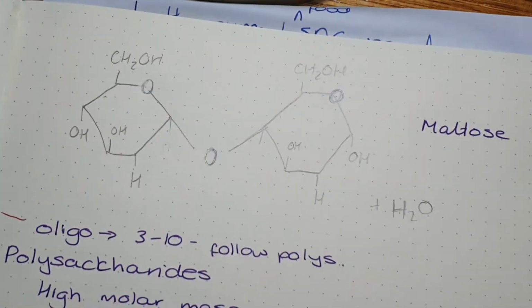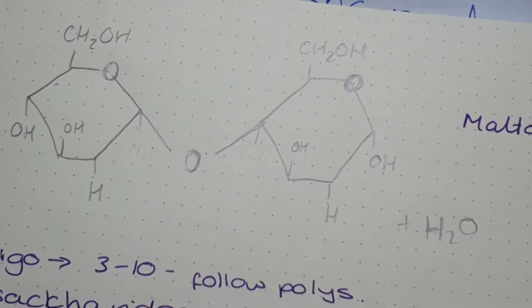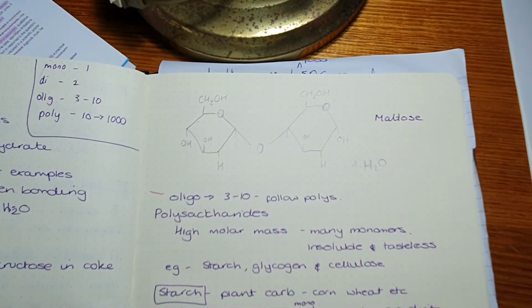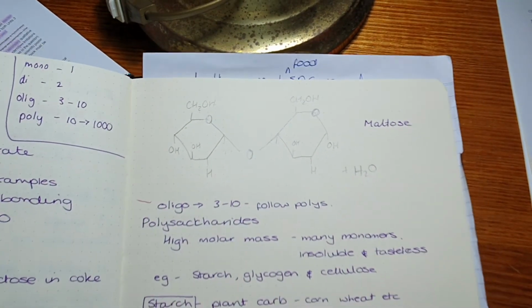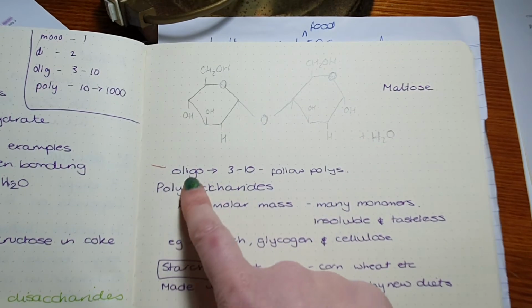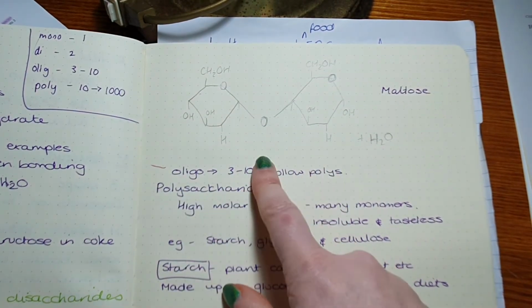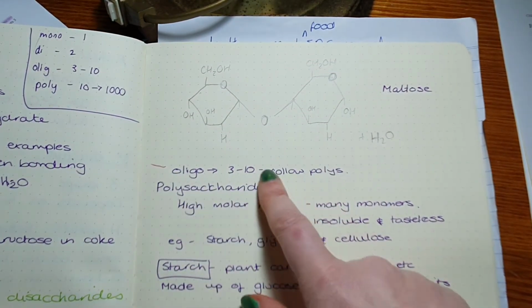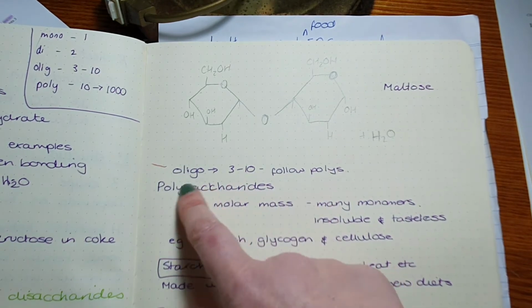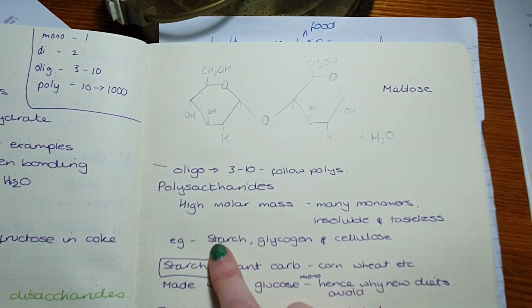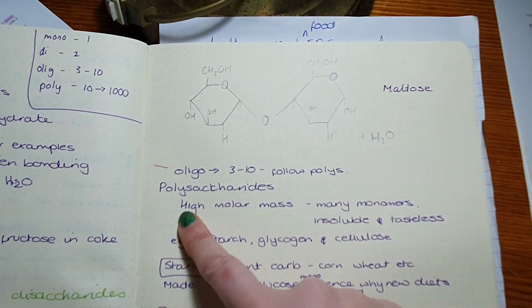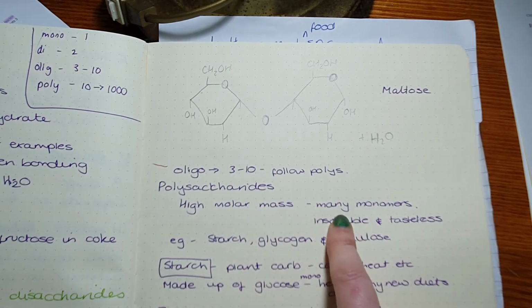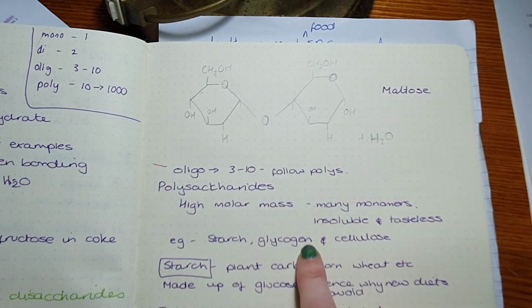Next step would be my polysaccharide. We do have oligosaccharides, which is 3 to 10, but we don't really look at those. It's just a term you need to know. We're then jumping from disaccharides to polysaccharides. These have a high molar mass because we've got lots and lots of monomers joining together.